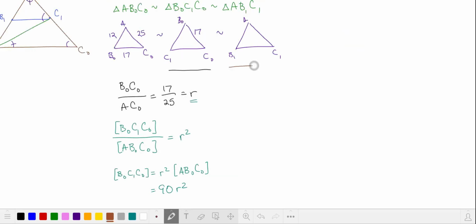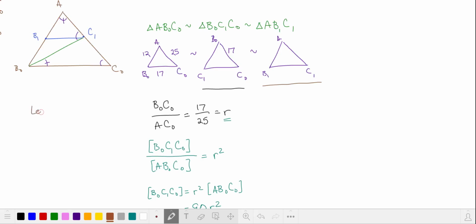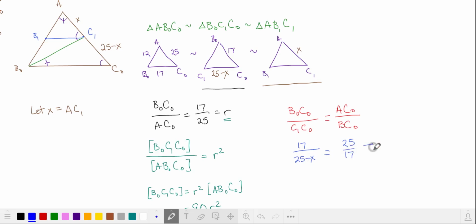Let's see if we can do the same thing with this triangle on the right. Let X be the distance from A to C1, so X is over here. This means the distance from C1 to C0 is 25 minus X. So I'll mark these here. Let's see if we can figure out what X is using these first two triangles. The ratio of side length B0C0 to C1C0 is the same as this first triangle. So we'll substitute the side lengths. 17 over 25 minus X. This is 25 over 17. We can solve for X here.